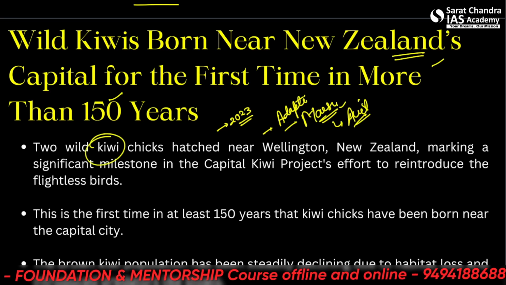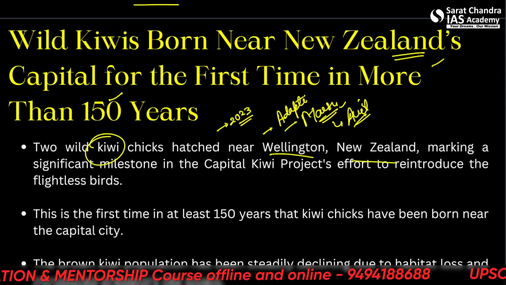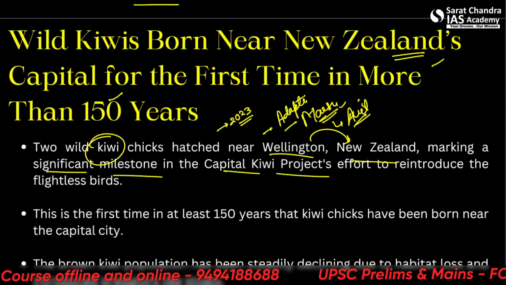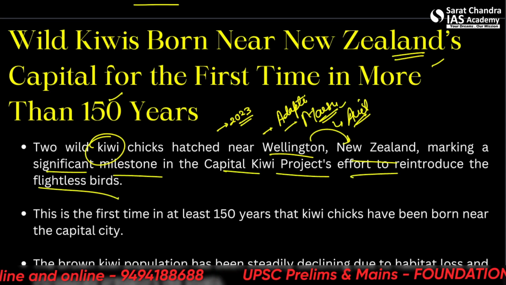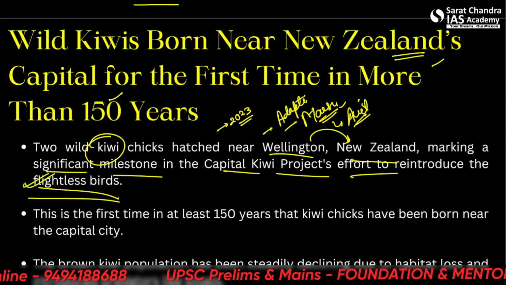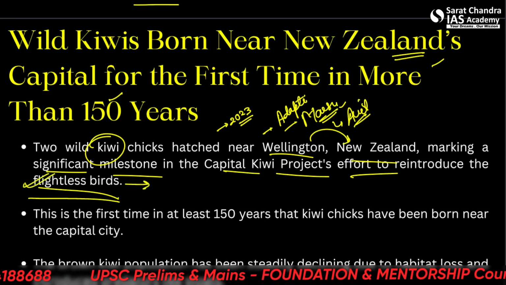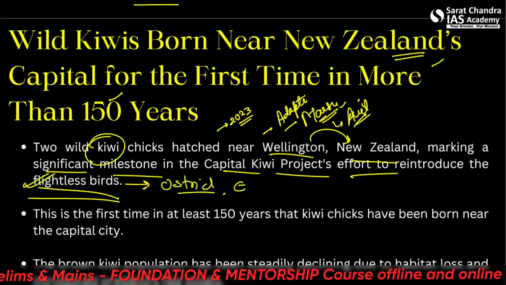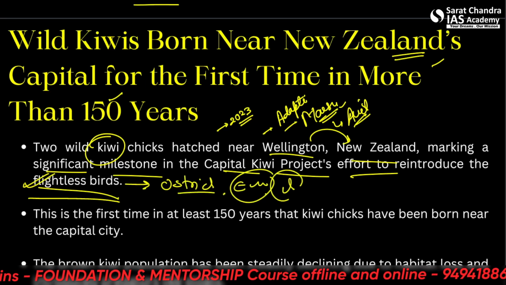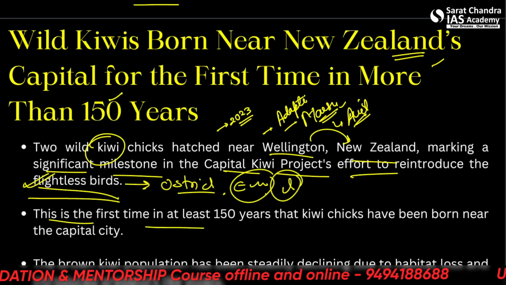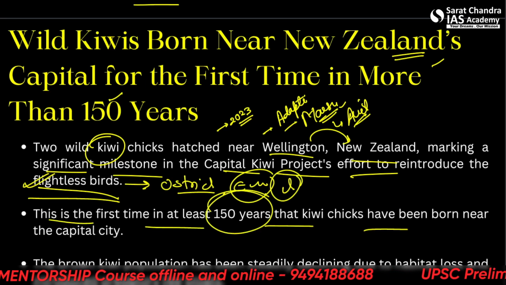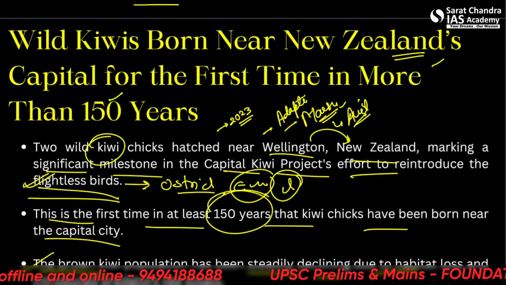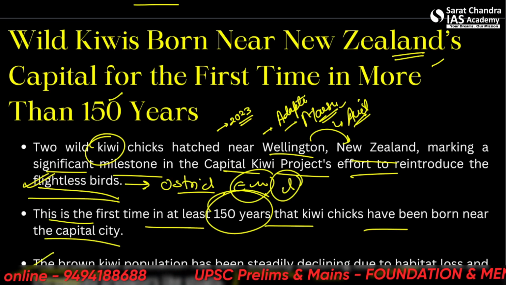So two wild kiwi chicks hatched near Wellington, New Zealand. This is the capital of New Zealand, marking a significant milestone in the Capital Kiwi project's effort to reintroduce the flightless birds. They are one of the big flightless birds. The biggest flightless bird is the ostrich, and so is the emu, and so is the kiwi. This is the first time in at least 150 years that kiwi chicks have been born near the capital city, and the brown kiwi population has been steadily declining due to habitat loss and introduced predators like stoats.